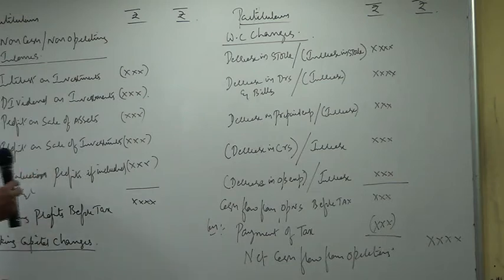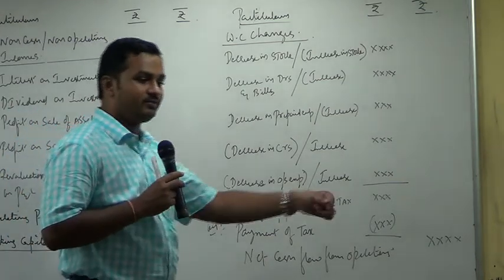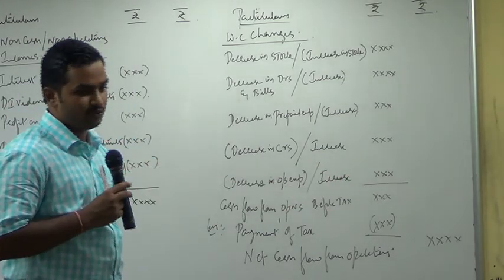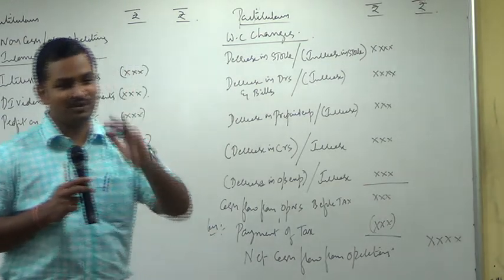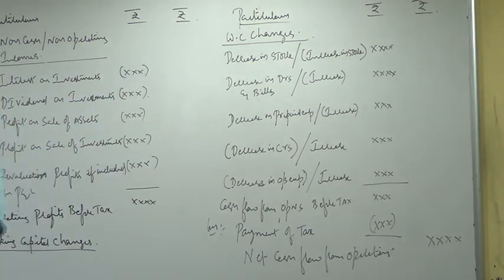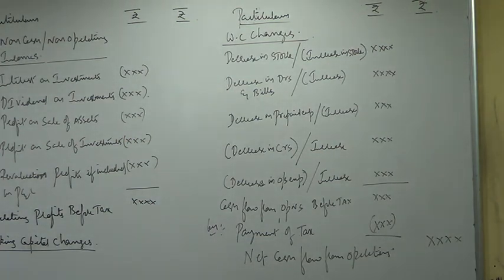Then decrease in outstanding expenses, that means you have paid off the outstanding expenses. Outflow. Increase in outstanding expenses means we are making people work for you, but you are not paying any amount to them. You are always left with some cash. It becomes an inflow. Is it clear?